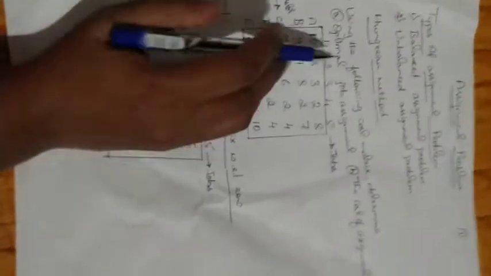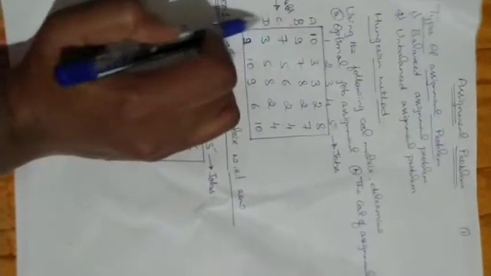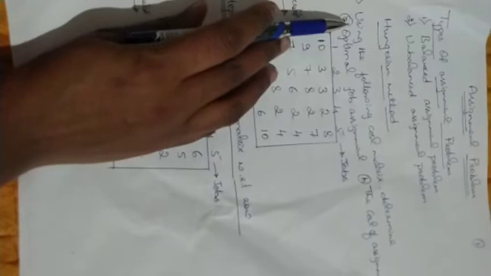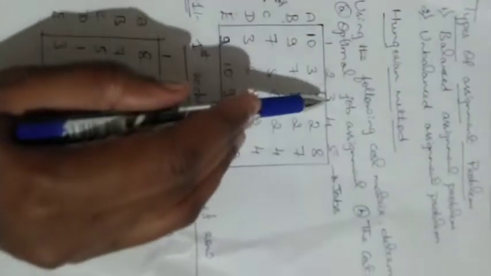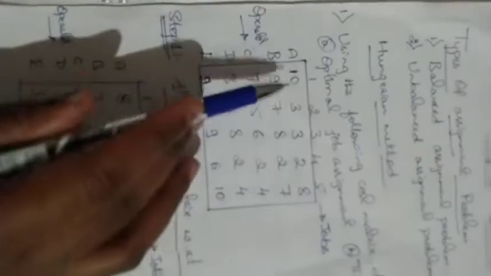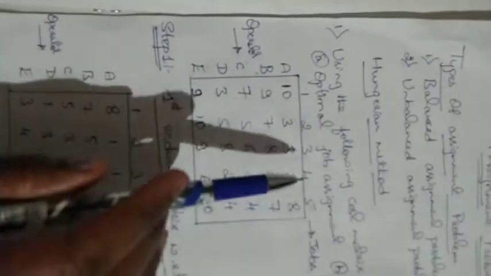In the balanced type, the number of rows and the number of columns are equal. This is the problem given: using the following cost matrix, determine the optimum job assignment and the cost of assignment. This is the cost matrix given. There are 5 jobs and 5 operators, that is, the number of columns and the number of rows are equal. Therefore, it is a balanced type of assignment problem.